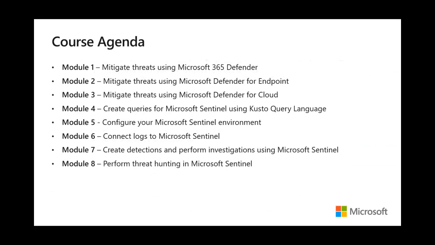Module 1 is mitigate threats using Microsoft 365 Defender. Module 2 is mitigate threats using Microsoft Defender for Endpoint. Module number 3, mitigate threats using Microsoft Defender for Cloud. Module 4, creating queries for Microsoft Sentinel using Kusto Query Language. Module 5 is to configure our Microsoft Sentinel environment. Module 6, connect logs to Microsoft Sentinel. Number 7, create detections and perform investigations using Microsoft Sentinel. And number 8, final, perform threat hunting in Microsoft Sentinel.